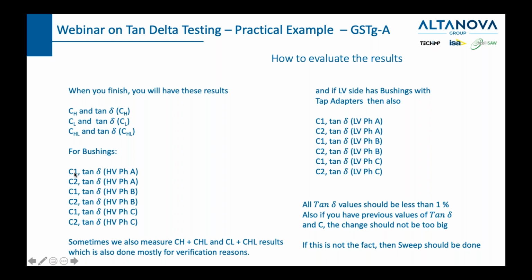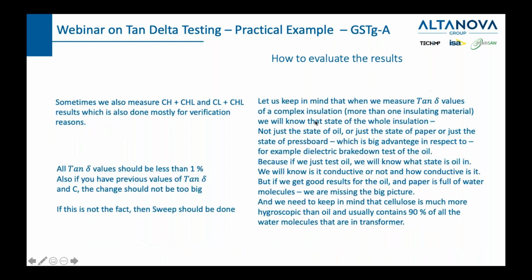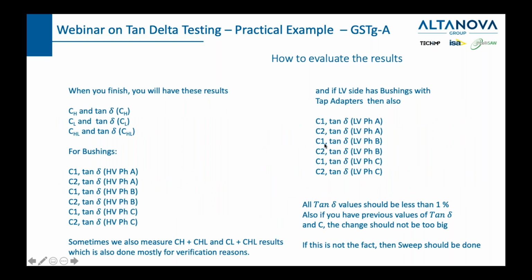For bushings, we will have C1 and C2 for all 3 phases. And if we have also on the low voltage side bushings, the tap adapters, we will also have values C1 and C2 for all these bushings. So all of them need to be less than 1%, as we said before, which is very important.